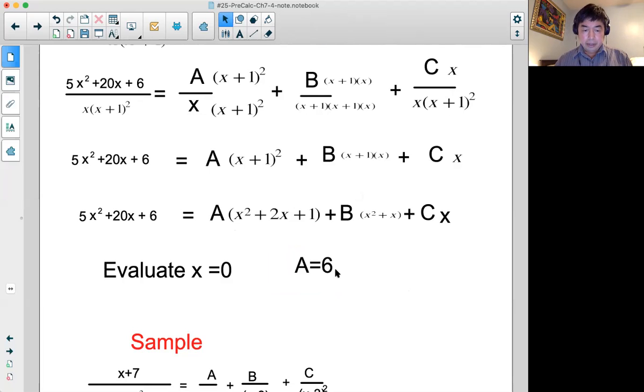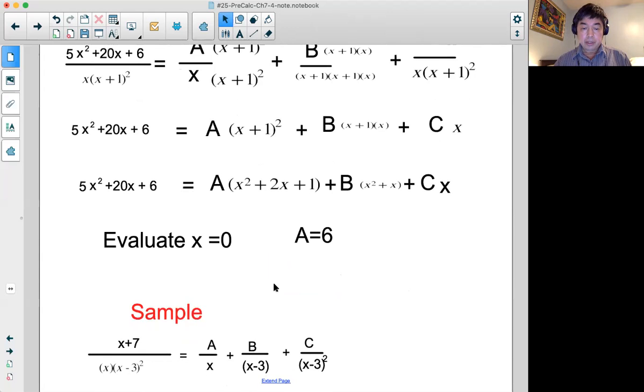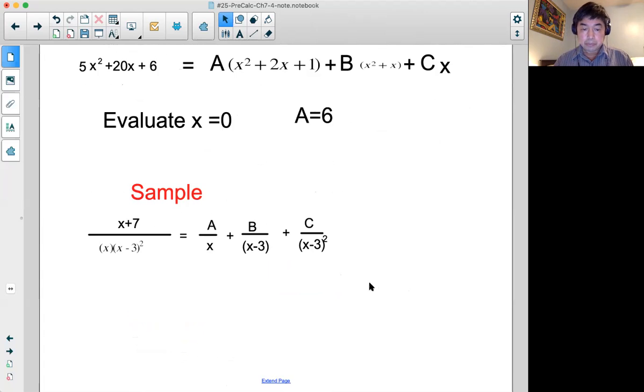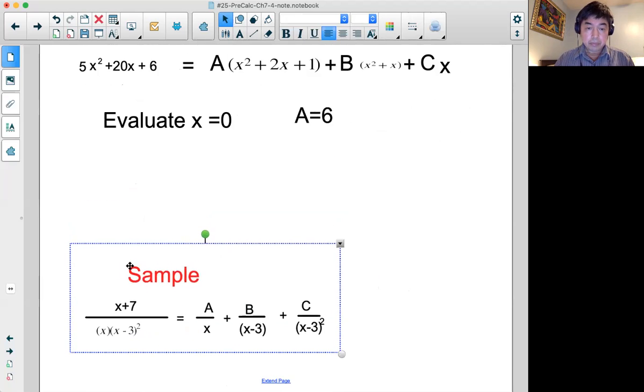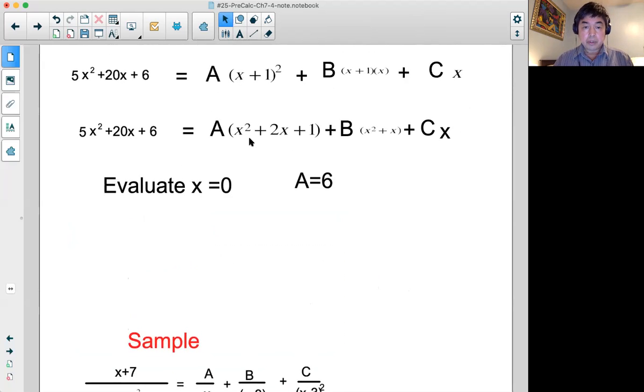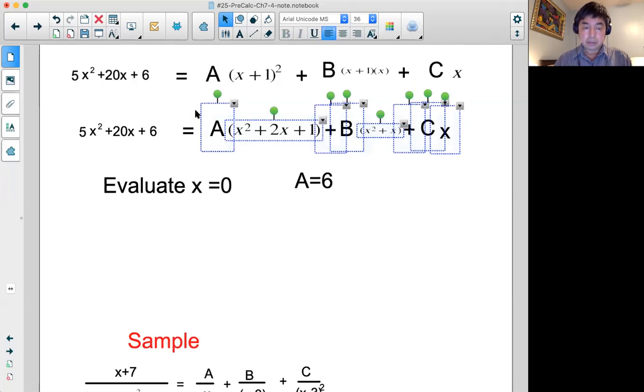Okay? Now, let's plug in A equals 6 and then rewrite this equation. So I will rewrite this equation with A equals 6.